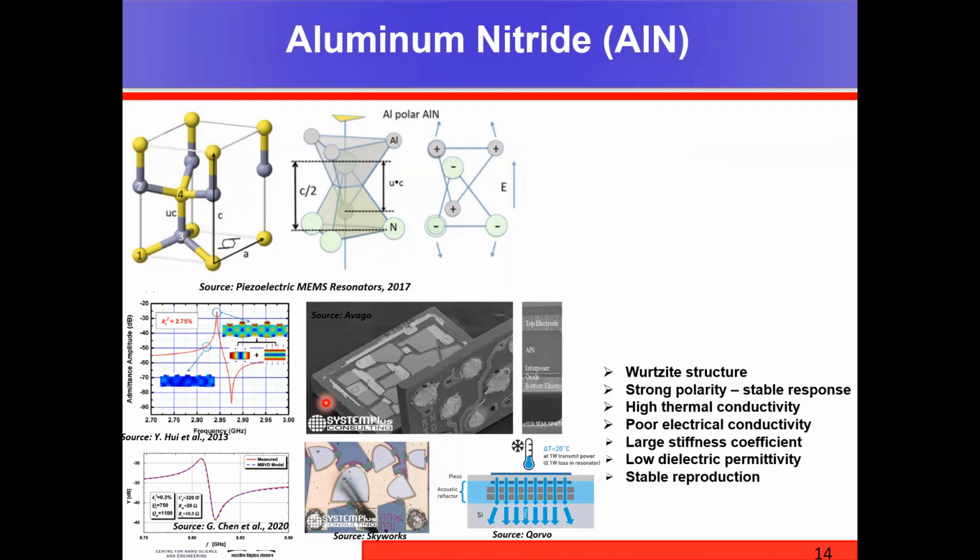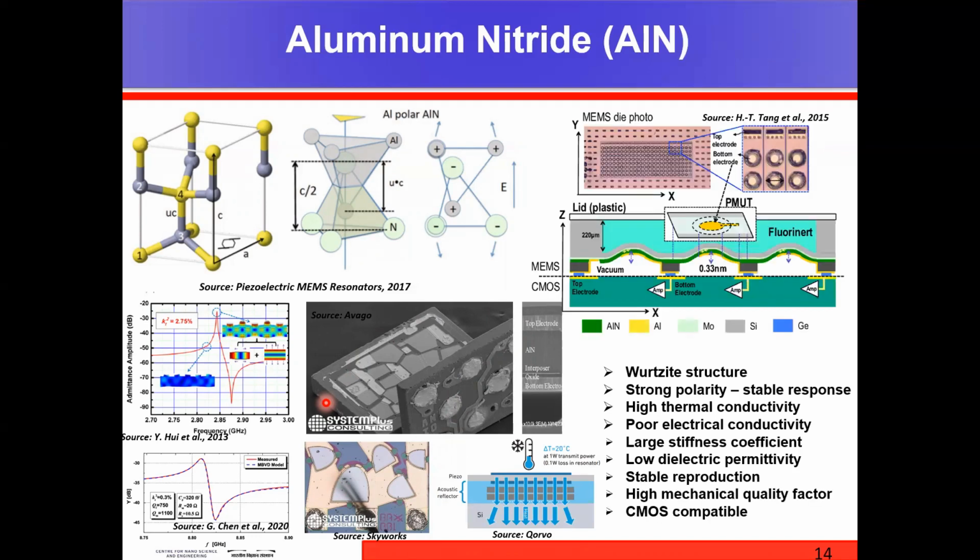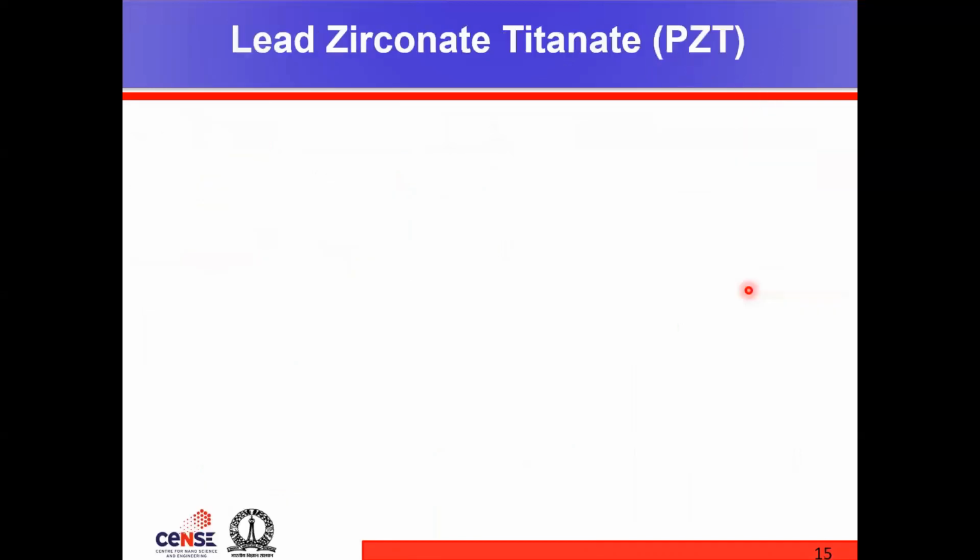Furthermore, aluminum nitride is a hard material with light atoms, as I mentioned earlier, and it also exhibits high mechanical quality up to very large microwave frequencies. And moreover, it is CMOS compatible, which enables the possibility of monolithic chip integration.